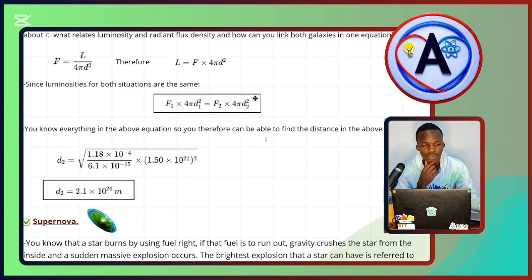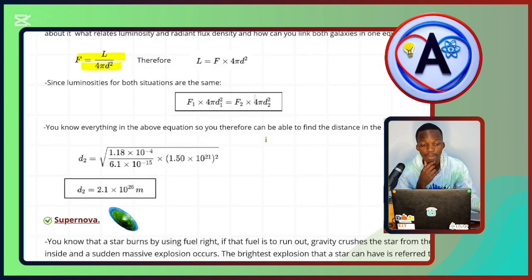So I know that F is equal to L over 4 pi d squared. Therefore, L will just be F times 4 pi d squared. So it implies that if L is the same, we can create two equations, F1 times 4 pi d1 squared and F2 times 4 pi d2 squared. So now d2, you make it the subject of the formula, essentially is going to be the square root of F1 times 4 pi d1 squared, divided by 4 times F2 times pi.